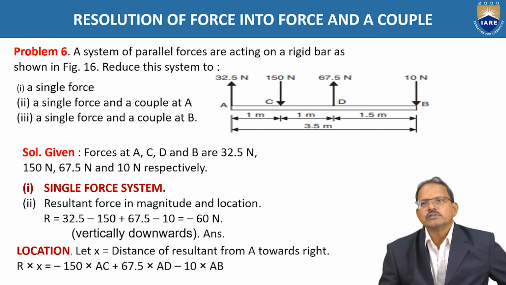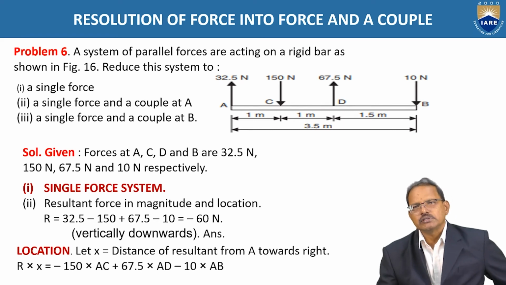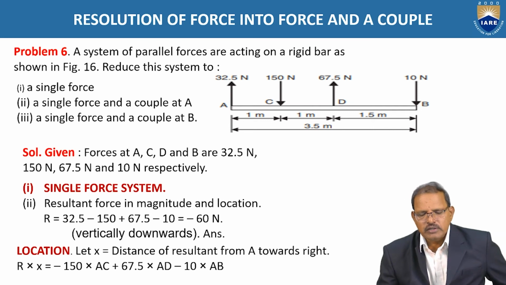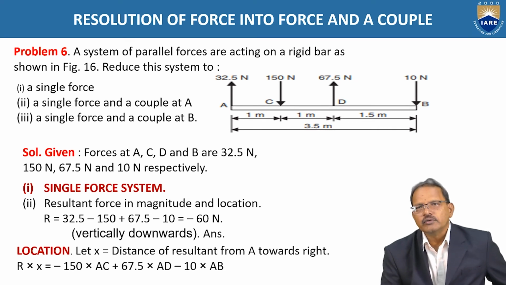These all the four forces are replaced by a single force, which is treated as the resultant of all the forces. The resultant will have the effect of all the component forces which are acting on a body A, B, C, D as shown in figure. So given here the forces: at A 32.5 newtons, at C 150 newtons, at D 67.5 newtons, at B 10 newtons force is acting.